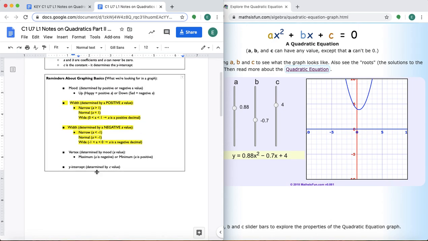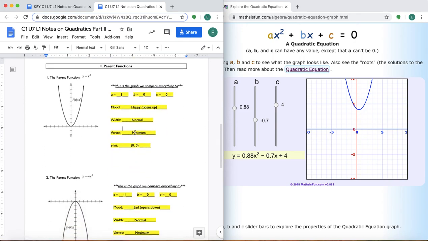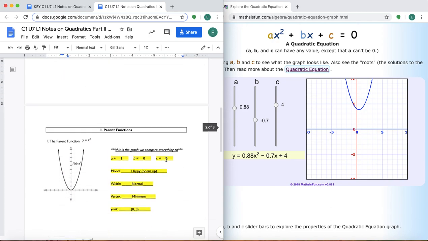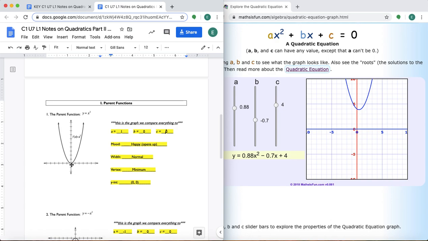If we look at the vertex here, the vertex is going to be a minimum point when a is positive. So here we go. It's a minimum point. And then finally the y-intercept is going to be 0, 0, because it's always going to be determined by the c value. If my c value is 0, then my y-intercept will be 0, 0. Now, why do I know that the x value is always going to be 0 here? Well, a y-intercept always occurs when x is equal to 0. And then the y value that corresponds with it to make the coordinate just depends on where you cross the y-axis.